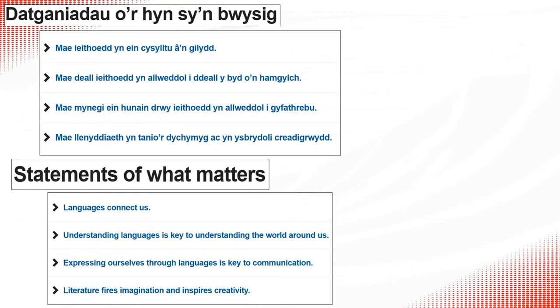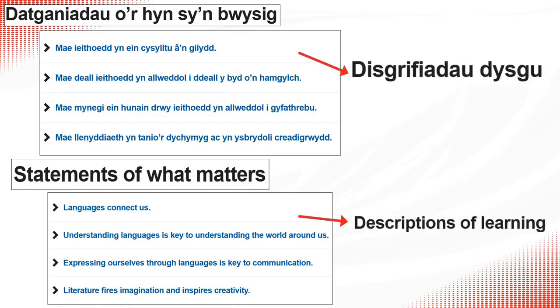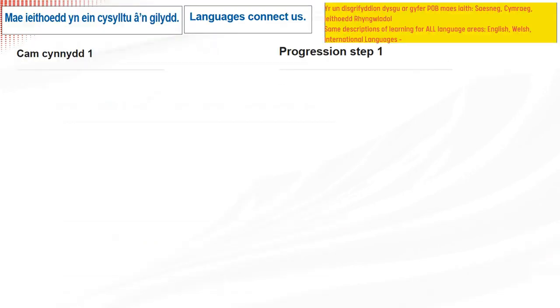So if we get into now the specifics of what it says within the LLC for international languages, as we're aware in each area of learning and experience, there are statements of what matters, and these are the four for the LLC: languages connecting us, understanding language to help us understand the world, expressing ourselves, and literature. So we know as well within each of these statements of what matters, we have the descriptions of learning. So we're going to take some time now to look at the descriptions of learning for languages and international languages specifically, so we can have an understanding of what our children need to be experiencing and at what points.